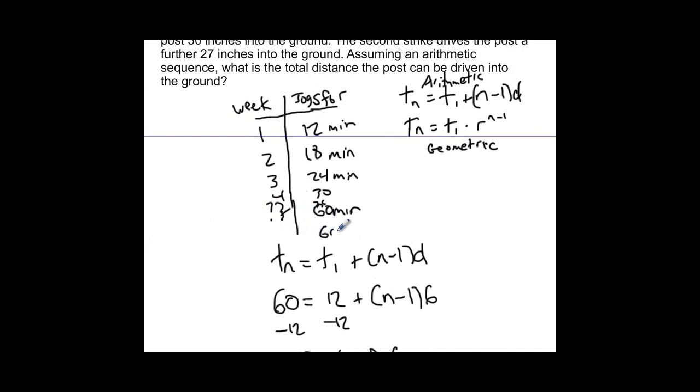So if you kept this table going, eventually 60 minutes would happen on week 9. And if you want to, you could keep this table going, but that's kind of the point. I don't want you making a table of values every time. I just want you to kind of get started with it.